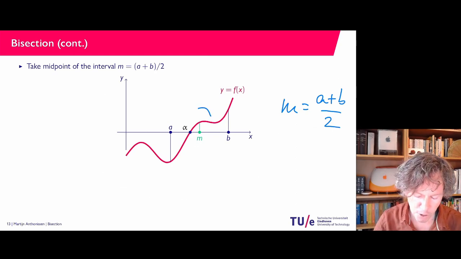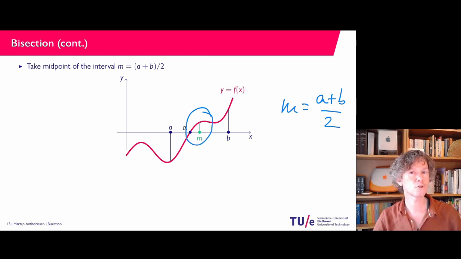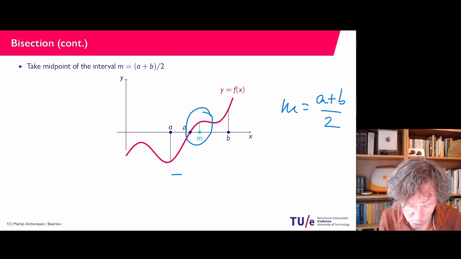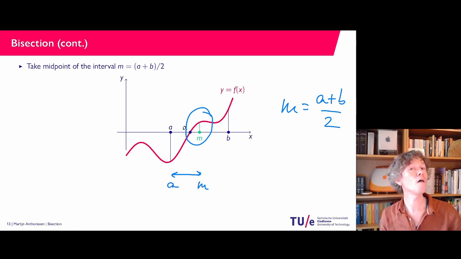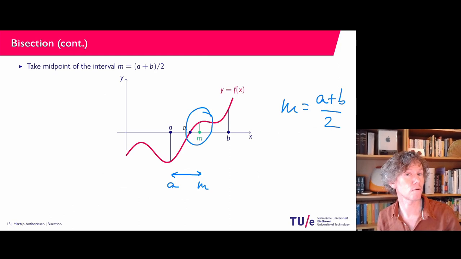Now here in my picture, you see that the function is positive. So what I can now do is I can shrink the size of the interval, and I can consider this smaller interval from a to m. And I know that alpha still needs to be in that interval. So I can make the interval a little bit smaller.